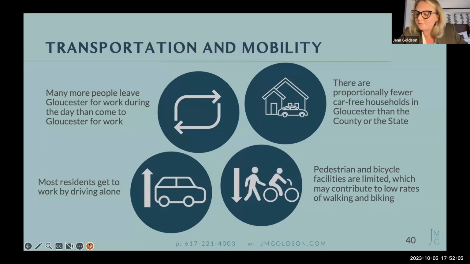76% of residents drive alone to work. Only 8.5% of Gloucester households get around with no car, whereas in the county it's about 10%, and in the state it's about 12%. And then we found bike lanes existing on Main Street, East Main Street, Eastern Ave, and really downtown is well connected with sidewalks, but then the multimodal accessibility really drops beyond downtown.